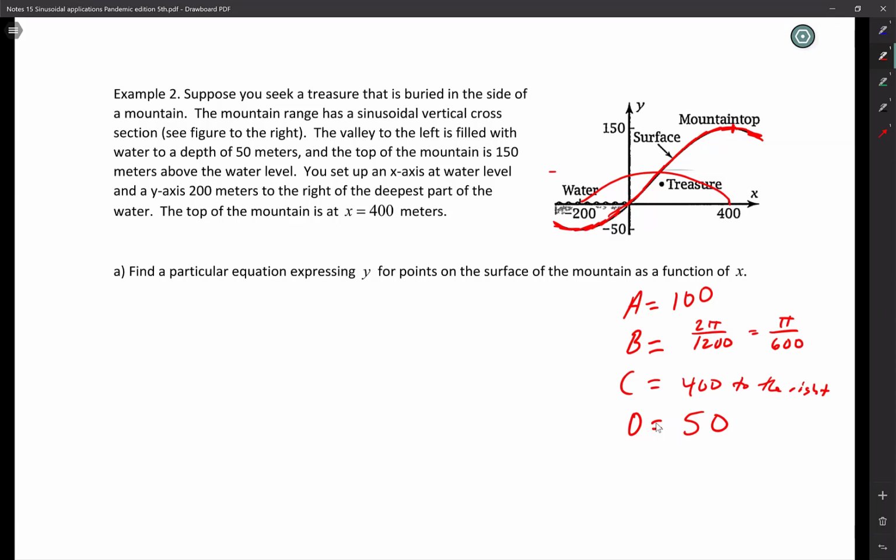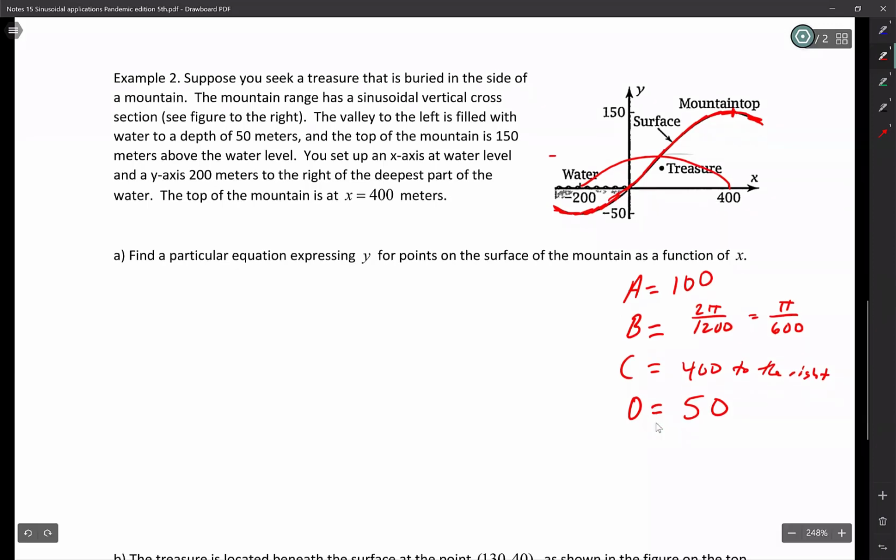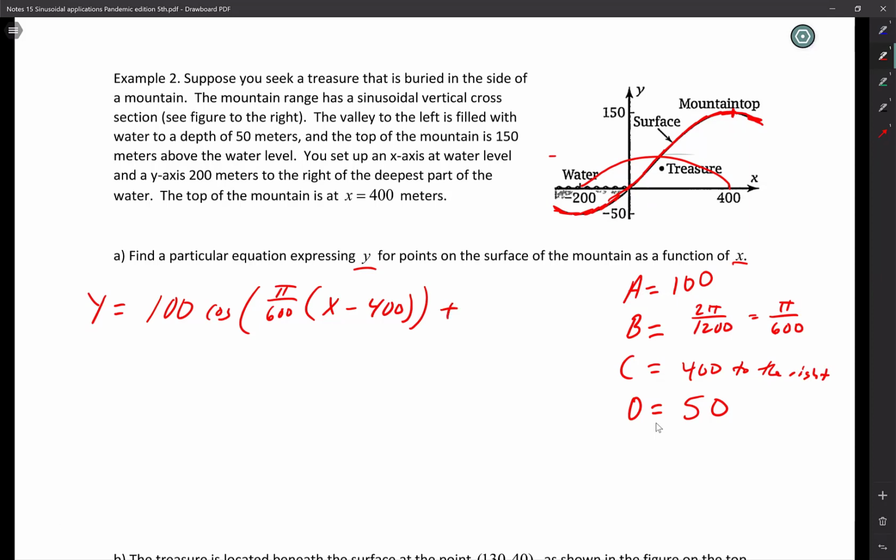Yes. Okay. So the B is pi over 600. I have everything I need. Here we go. Y equals, they told me to do Y in terms of X, so I keep the Y and the X. Y equals 100 cosine pi over 600 X minus 400 plus 50. Wow, now it's actually writing correctly, guys. I don't know what happened. What's the difference between 5 minutes ago and now?